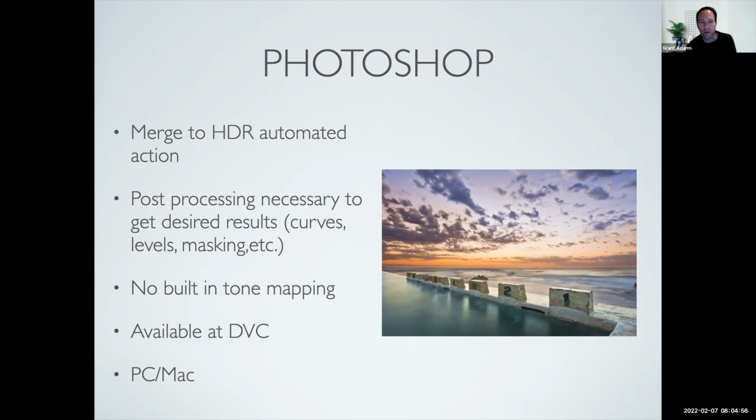So when we do this, the merge to HDR is an automated action in Photoshop. It's set up for us. We select the images and it merges them together. It then presents us with the dialog box where we can deal with some of the post-processing techniques. We can deal with some of the tone mapping. It's not quite as good as some of the standalone applications. I'll show you some examples of those a little bit later, but it's a great way of introducing the idea of masking. And that's really what today will ultimately be about.